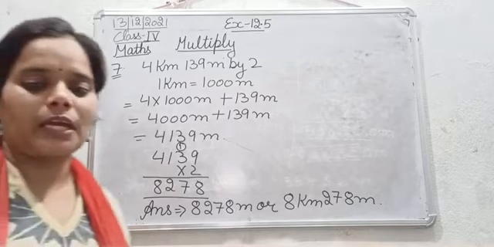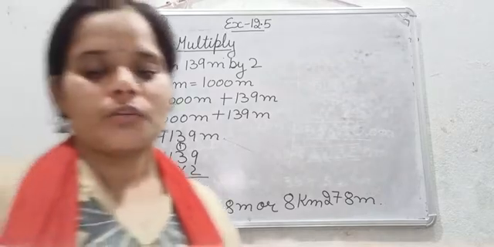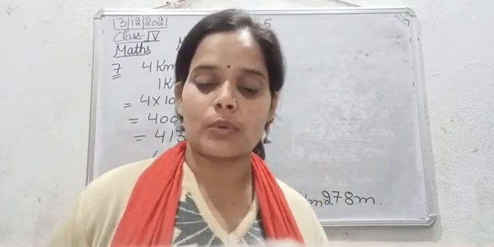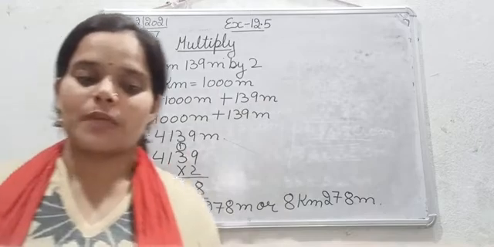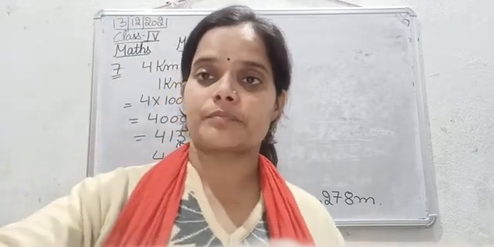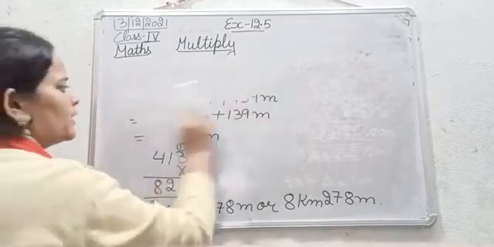Similarly, questions 8, 9 and 10 are also of multiplication, so just try to do them by yourself. Questions 1 to 10, the rest of the parts, you are going to do by yourself. Let's begin with question number 11.